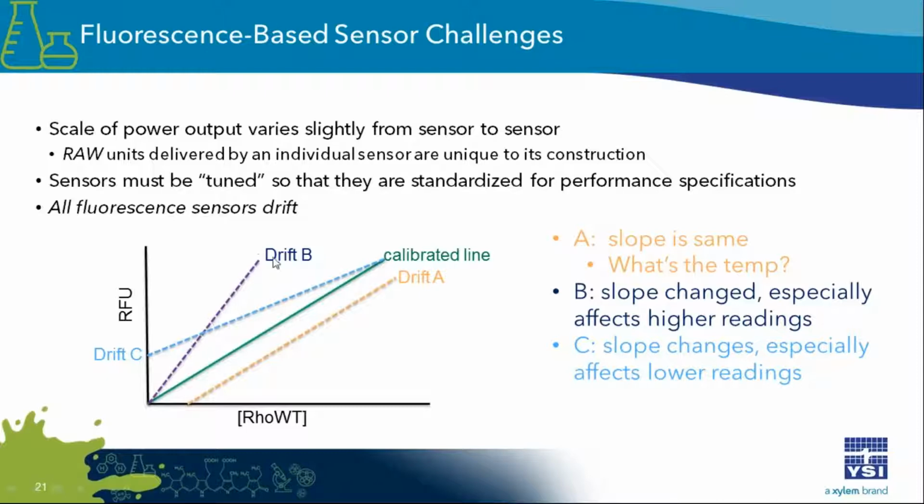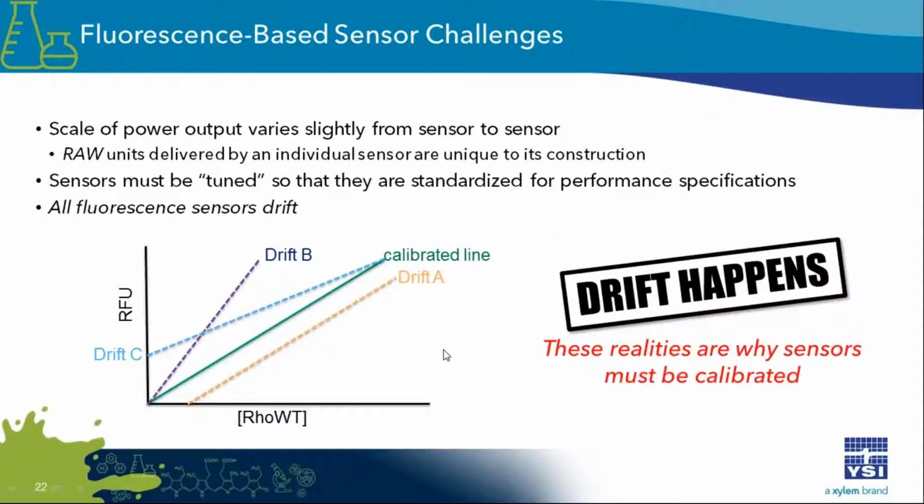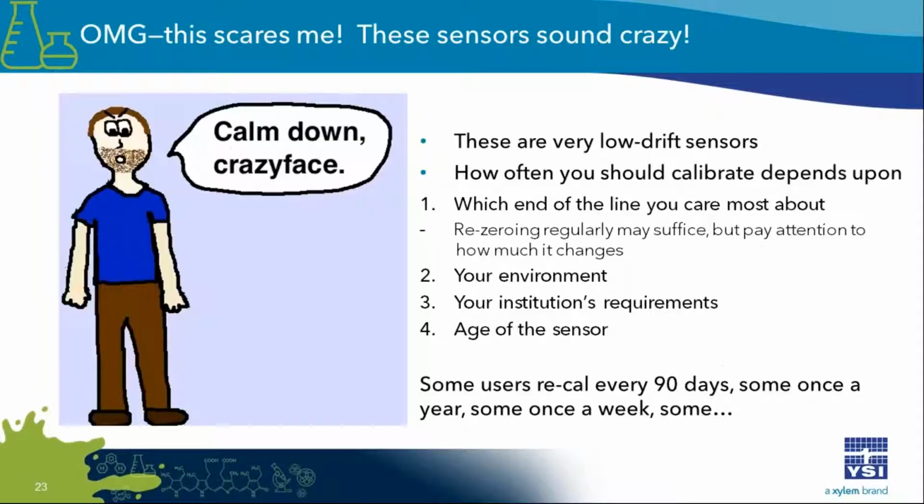In the case of B, there's a major change in the slope, but the 0 point basically stayed fixed. So in other words, you have drift happening on the higher end of that calibrated line, and you have the opposite thing going on in C, where the slope again changes, but the lower readings are more affected. In other words, drift happens. This is a reality of physics, and it's why when you're using any fluorescence sensor, not just the total algae sensors, sensors have to be calibrated.